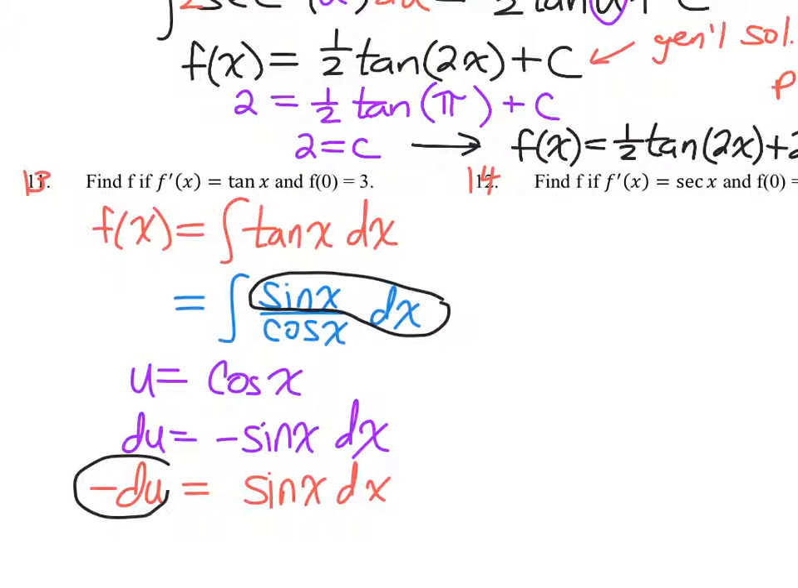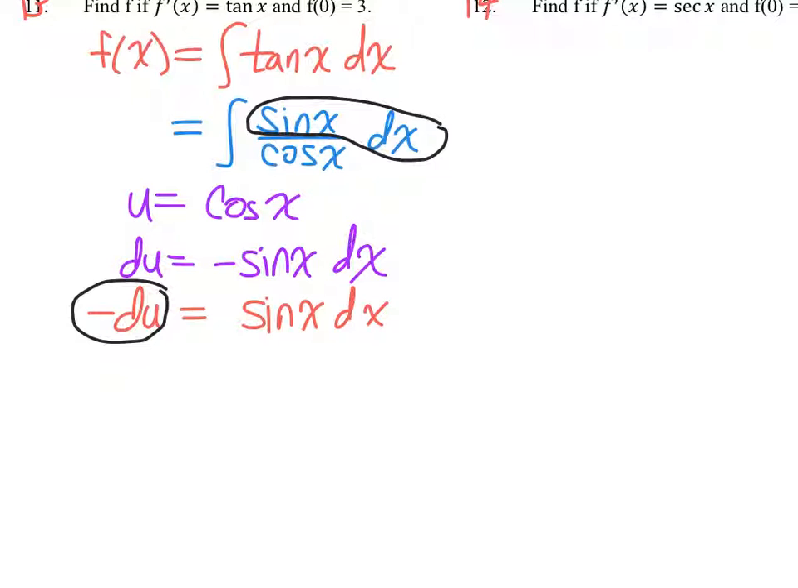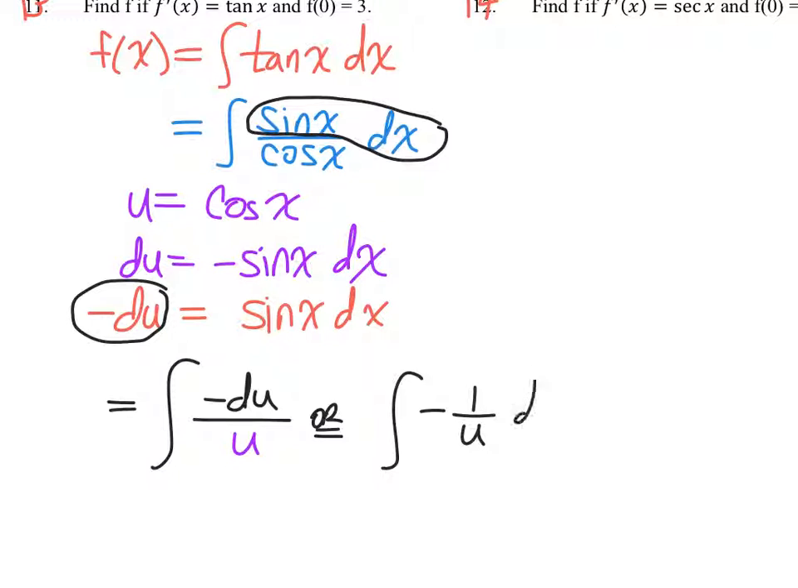All right, so there's my substitution. I have a direct substitution. So sine of x dx gets replaced with the negative du. And on the bottom, the cosine of x, well, that's just a u. That's what we defined it as. So I can clean this up and make it negative 1 over u du.